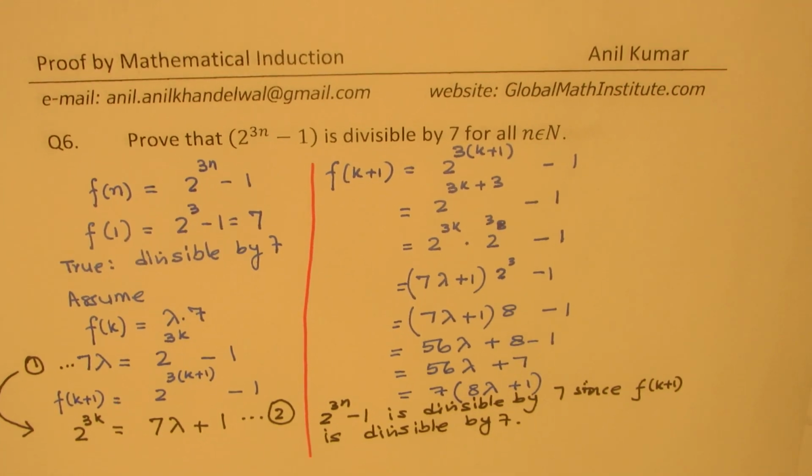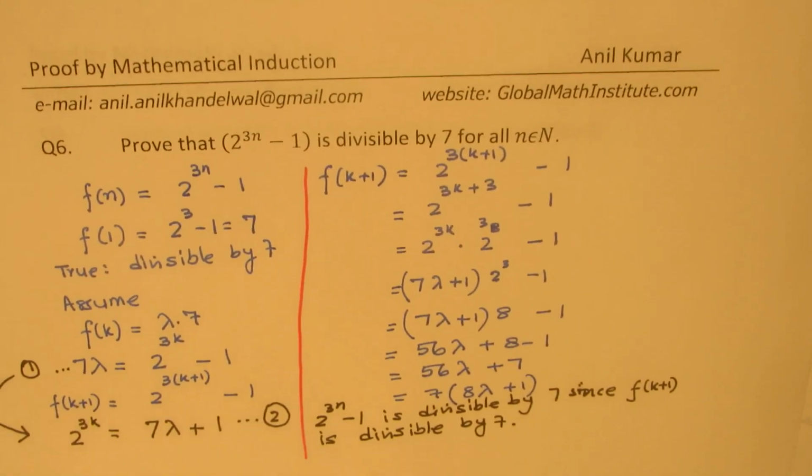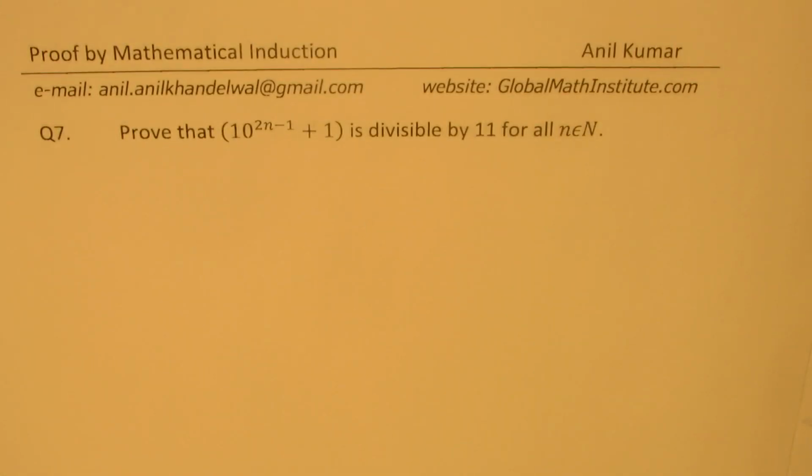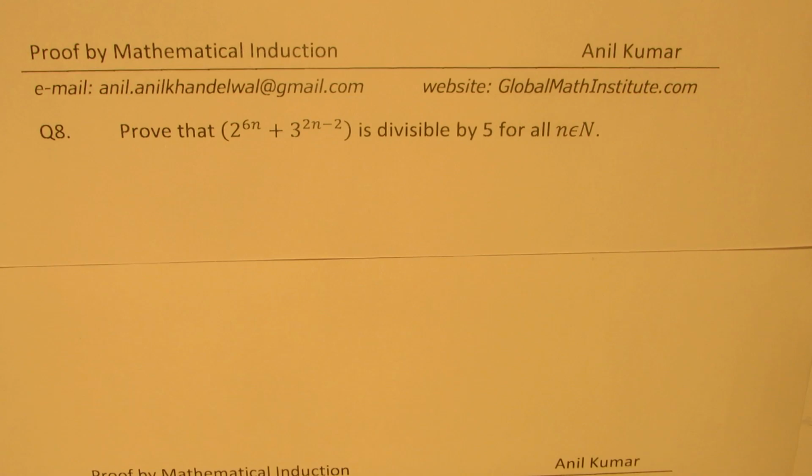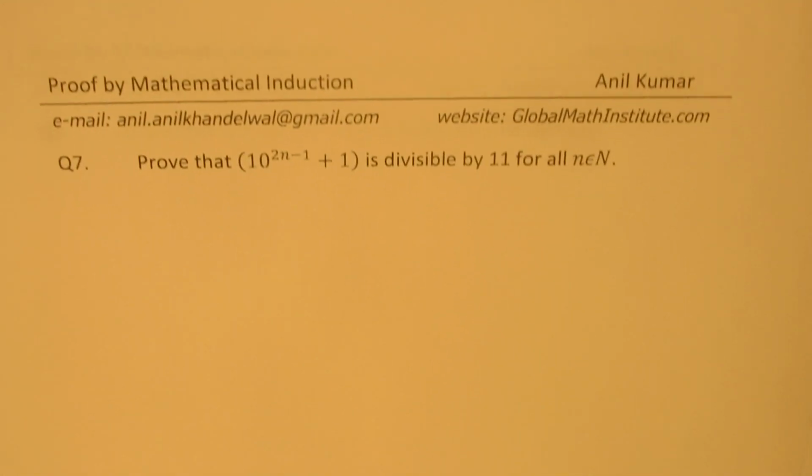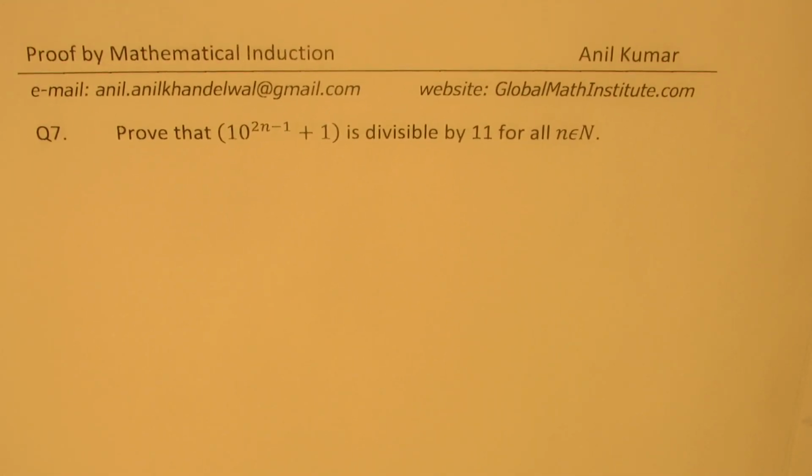Now at this stage, I'd like you to try the next 2 questions yourself, which is our question number 7. You need to prove that 10 to the power of 2n minus 1 plus 1 is divisible by 11. And then question number 8. So try these. We'll be back with you after a short break.